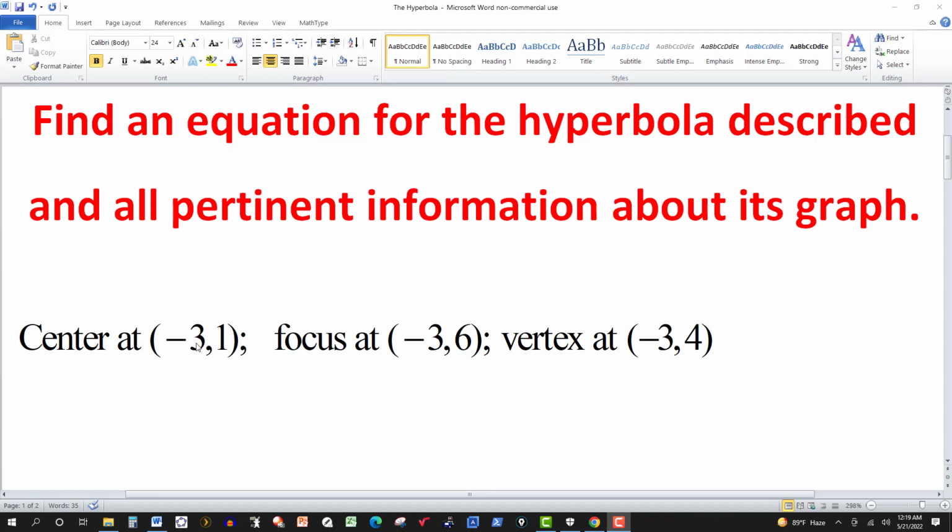Well, if you look at this, the center is given to be at (-3, 1). So we go -3 and then 1 up, and then one focus is at (-3, 6), up on the same line. And the same thing with the vertex, (-3, 4). So all of those points, the center, the vertices, and the foci, are on a vertical line, which tells me that the transverse axis, the main axis of the hyperbola, is vertical.